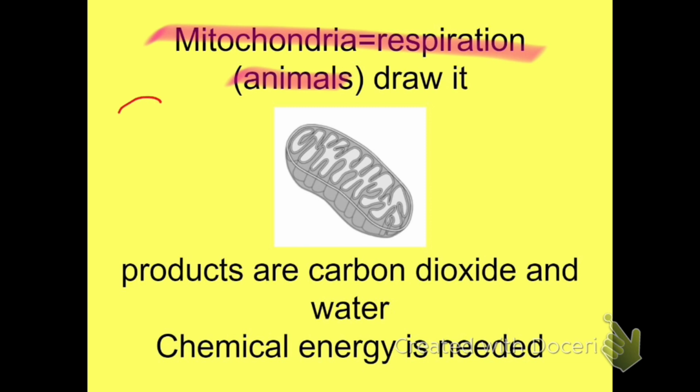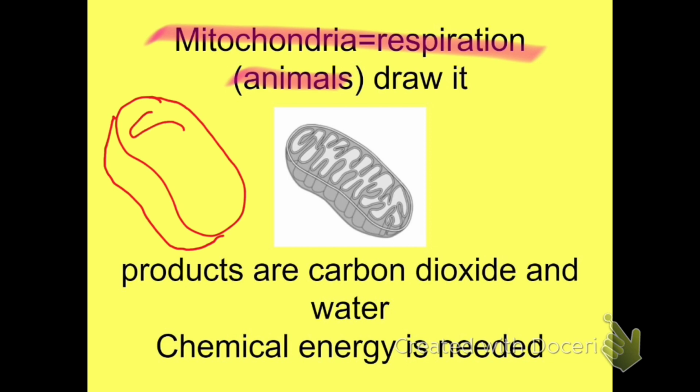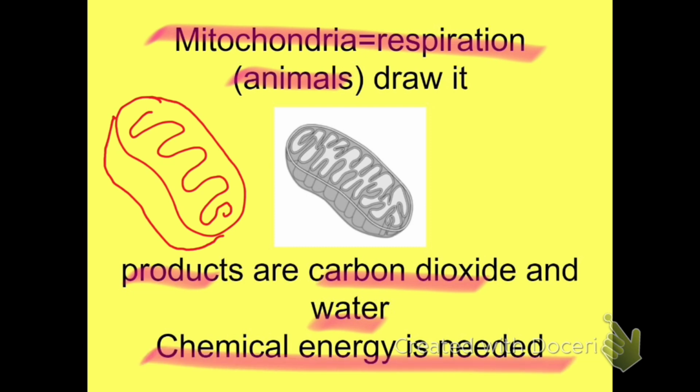If I were to draw this in my notes, like a jelly bean shape, make it slightly 3D, almost like a peanut, right? And then you put this zigzag line thingy down the middle. That's how mitochondria is almost always going to be represented on a test. I want you to know that the products of respiration are carbon dioxide and water. And for respiration to happen, chemical energy is needed.